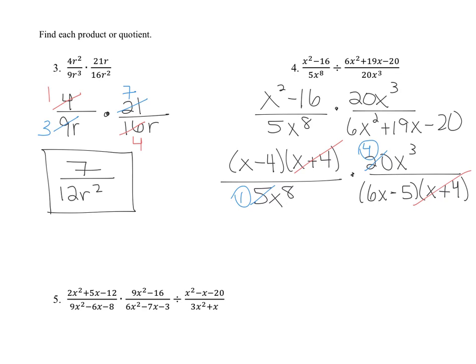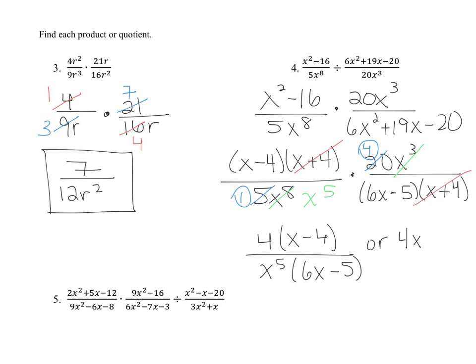I'm going to take x to the 3rd and x to the 8th and realize that makes an x to the 5th in the bottom. And then I think we are good. I'll have 4 times x minus 4 all over x to the 5th times 6x minus 5. I'd probably leave it like that, but you could also make it 4x minus 16 over 6x to the 6th minus 5x to the 5th.